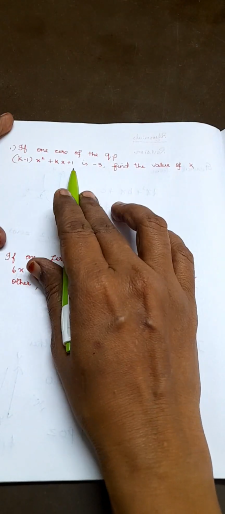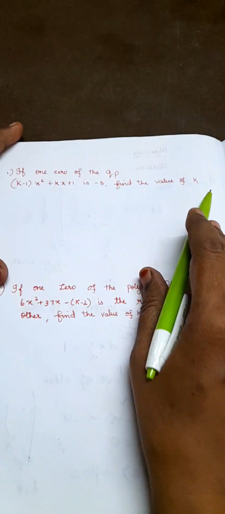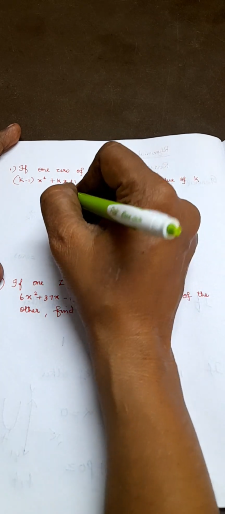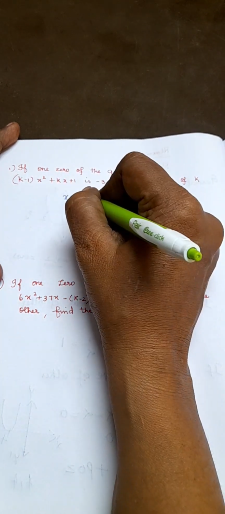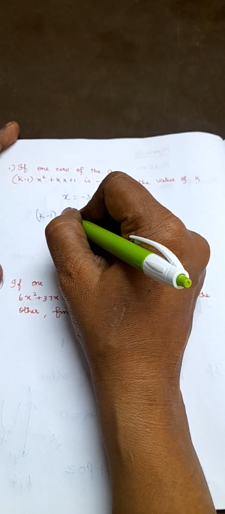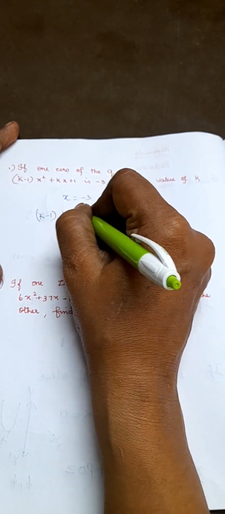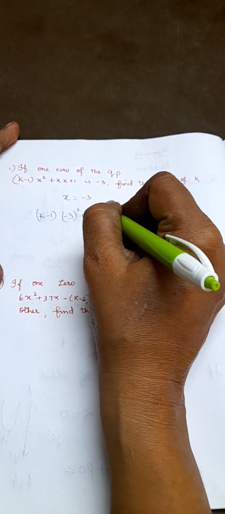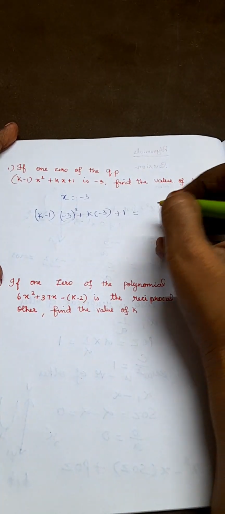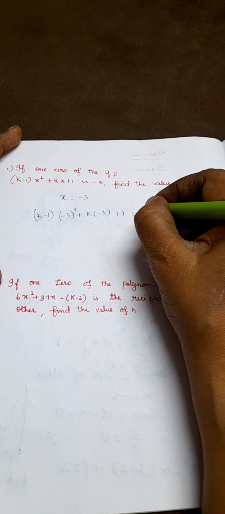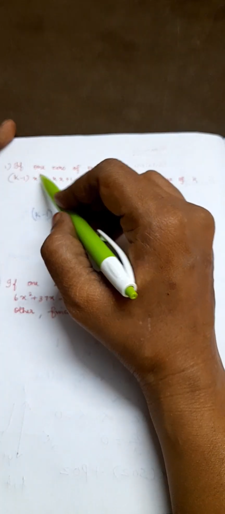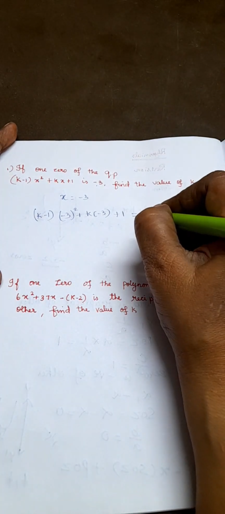The first sum: if one zero of the quadratic polynomial is minus 3, find the value of k. It's a very, very important problem. So you have to apply x equal to minus 3, right? K minus 1 into x square, that is minus 3 the whole square, plus k into minus 3 plus 1. According to the factor theorem, if minus 3 is a zero, then the remainder will be 0.